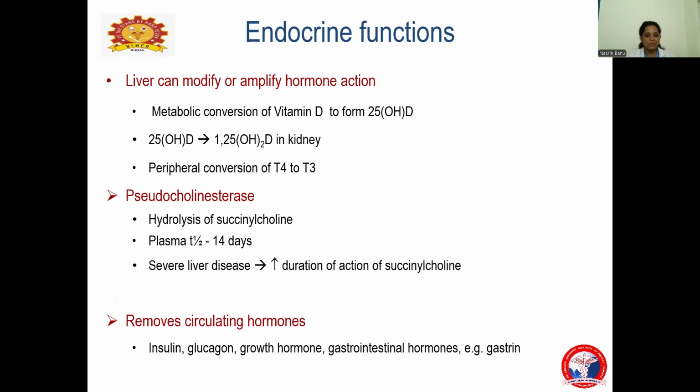Pseudocholinesterase, which hydrolyzes succinylcholine, has a plasma half-life of about 14 days. In severe liver disease, there is an increased duration of action of succinylcholine. The liver also removes circulating hormones like insulin, glucagon, growth hormone, and gastrointestinal hormones like gastrin.